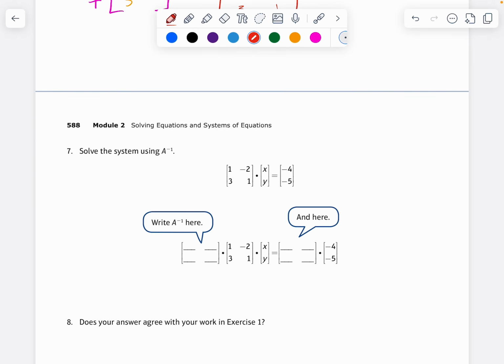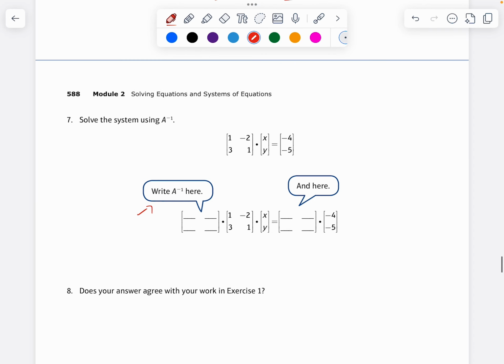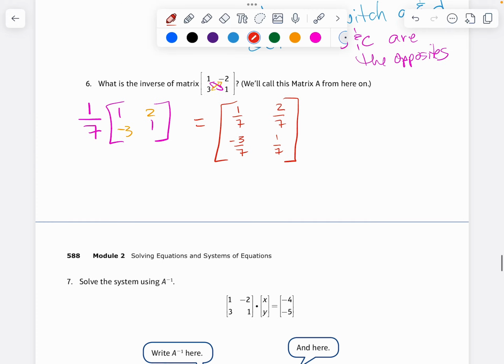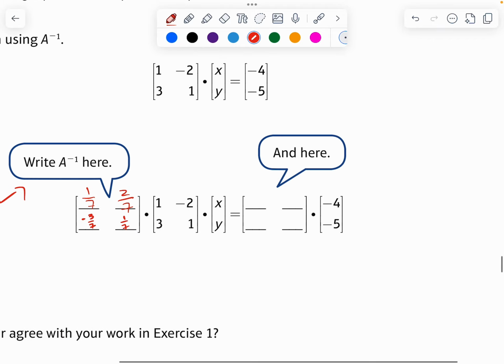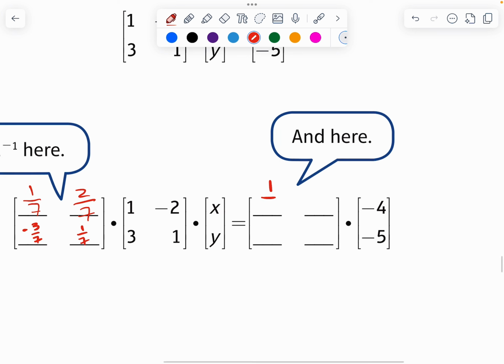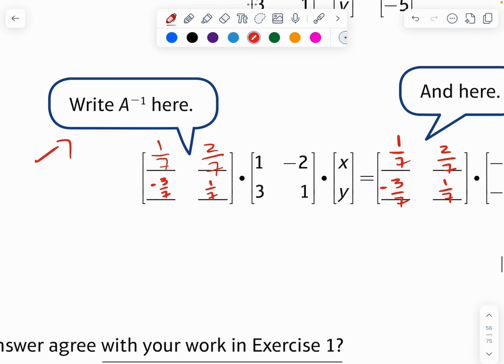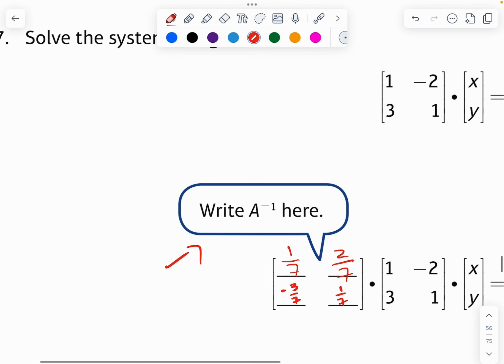Like so. So remember, in order to solve this, we need to multiply our inverse on both sides of the equal sign. So 1/7, 2/7, -3/7, 1/7. That's the left-hand side, but I also have to do it on the right-hand side. So 1/7, 2/7, -3/7, and 1/7.